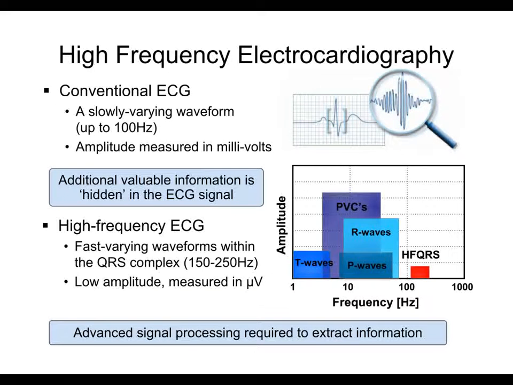Conventional ECG devices typically display signals with frequencies of up to 100 Hz and amplitudes of a few millivolts. However, many studies have shown that high-frequency signals carry important diagnostic information. The high-frequency components of the ECG are mostly concentrated in the QRS complex and are often referred to as HFQRS. These signals are characterized by low amplitude, typically 100 times smaller than the low-frequency components of the QRS, so in order to view them, one needs to employ advanced signal processing techniques.